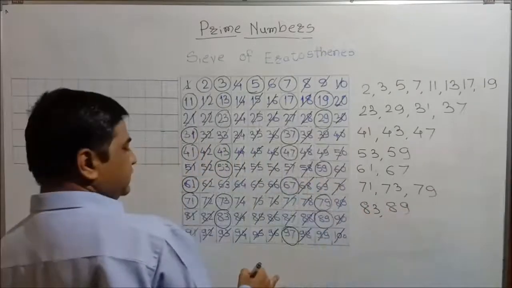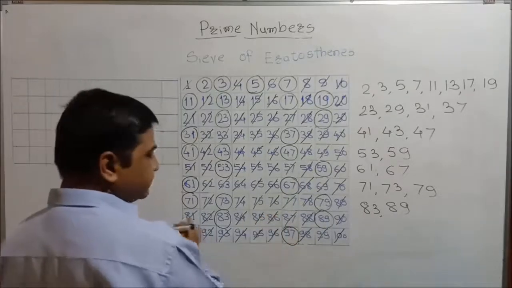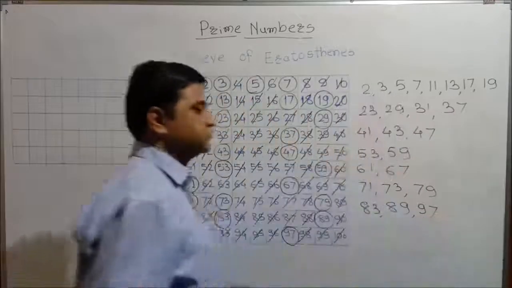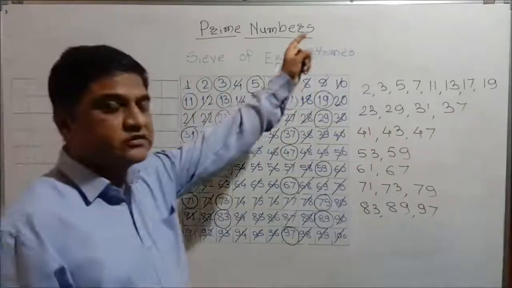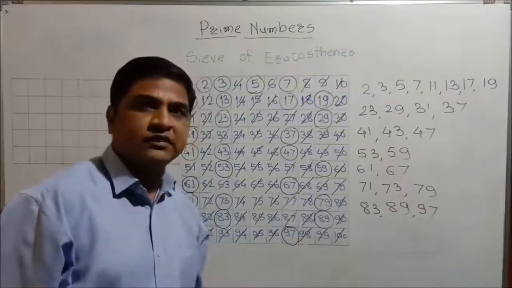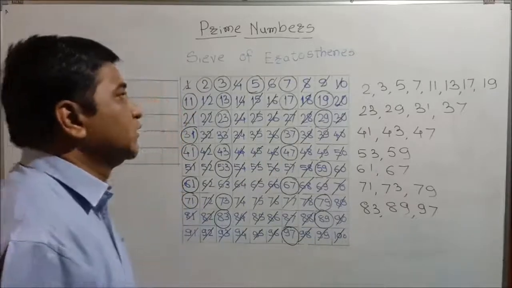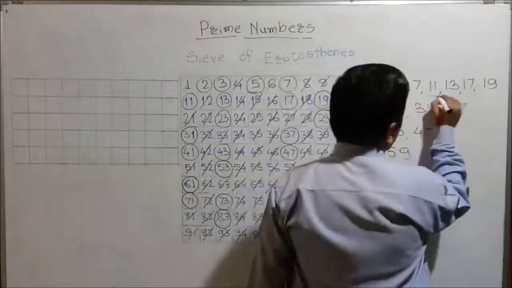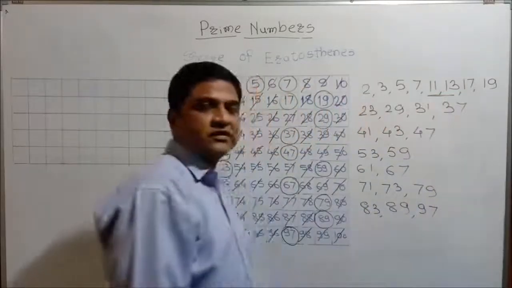The only prime number from 91 to 100 is 97, and it is the largest two-digit prime number. So all these 25 numbers are the prime numbers from 1 to 100. One thing to note: what is the difference between 11 and 13? It's 2.